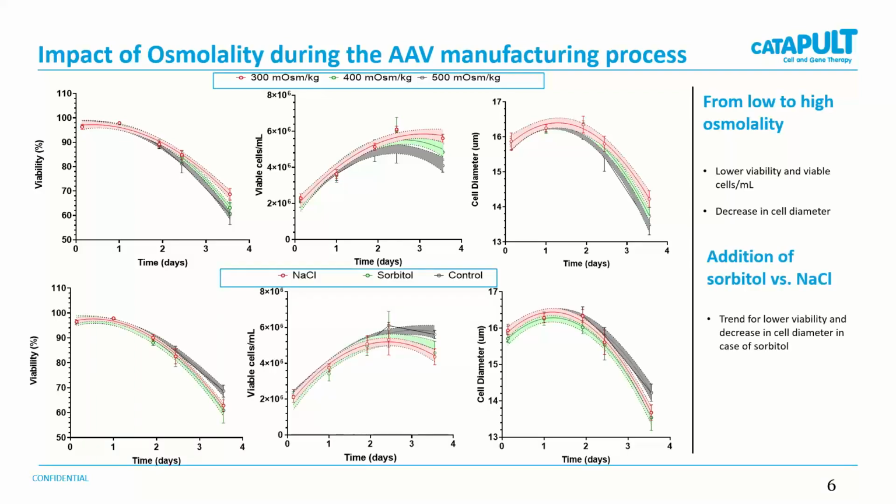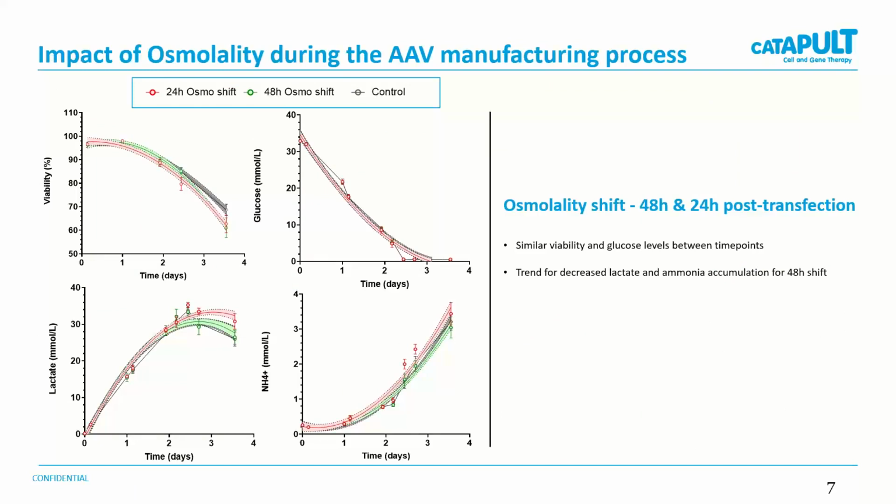By doing a comparison between ionic, non-ionic, and the control with no shift, we can see sodium chloride in red on the bottom graph, sorbitol in green, and the control in gray. What we can see is a trend for lower variability and a decrease in cell diameter when we use sorbitol compared to sodium chloride and the control. I'm not showing the data on this graph, but concerning the metabolite levels, all those comparisons were similar for all conditions.